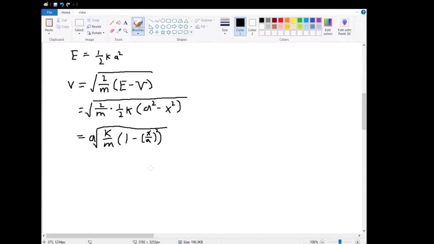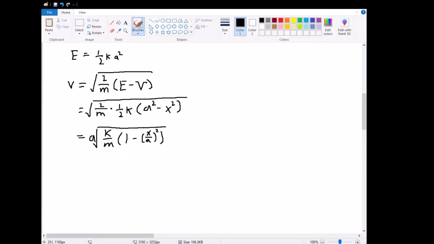So this is our expression, well, let's try to make that a little bit nicer. All right, there we go. And then clean up a little bit here, make our expression a little bit more readable. So our expression for the velocity is apparently A times the square root of k over m times this expression of 1 minus x over A squared.